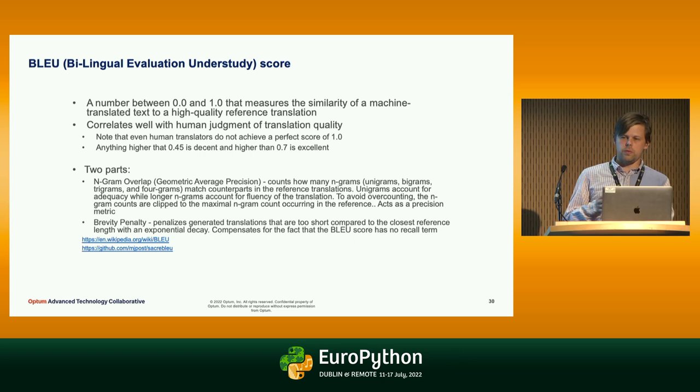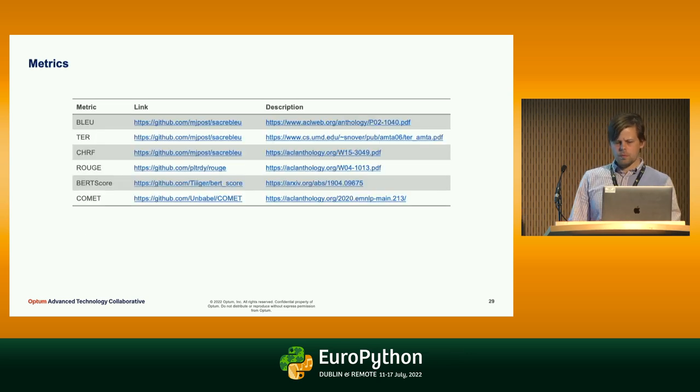It actually correlates well with human evaluation. If you ask people how good a translation is in terms of quality, it correlates well with BLEU scores. Other metrics like TER, chrF, and ROUGE are basically trying to do the same thing. They compare the reference text and your translation by different overlaps.